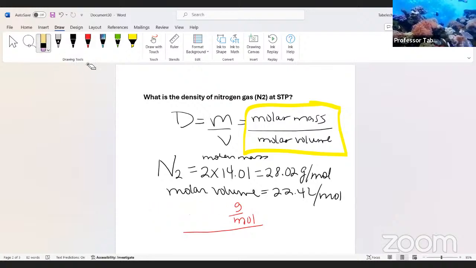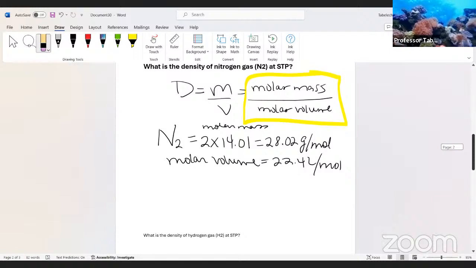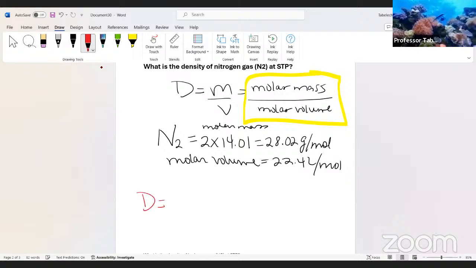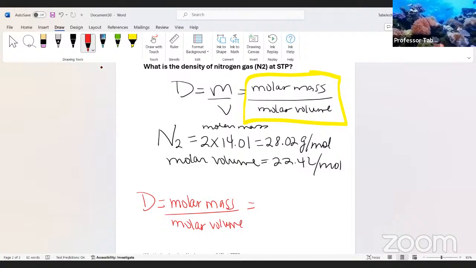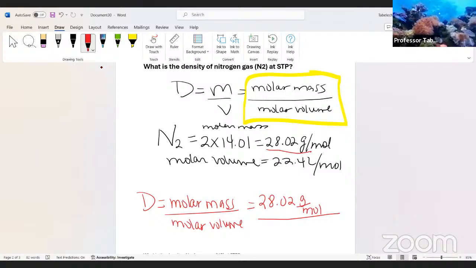So let me scoot this down a little bit because I want you all to see that these are the things that are given in the problem. Now D equals, remember, the molar mass over molar volume. That is a difference from just saying mass per volume. Molar mass is this number here, the 28.02 grams per mole. I emphasize putting those units so you will know which units cancel out. On the very bottom, the molar volume is the 22.4 liters per mole.